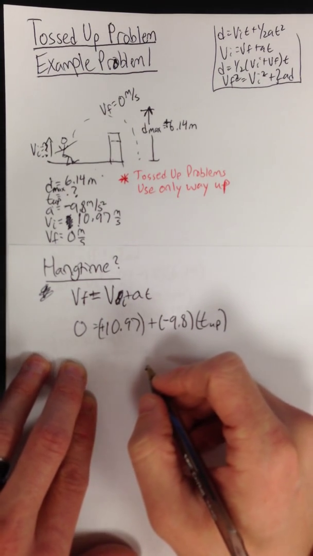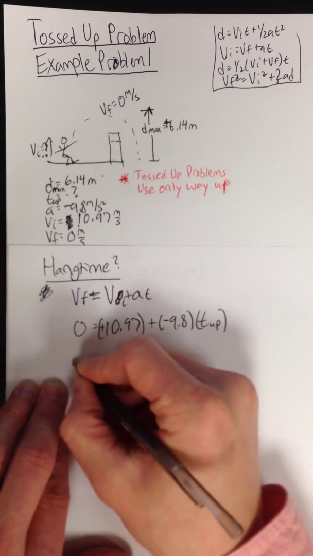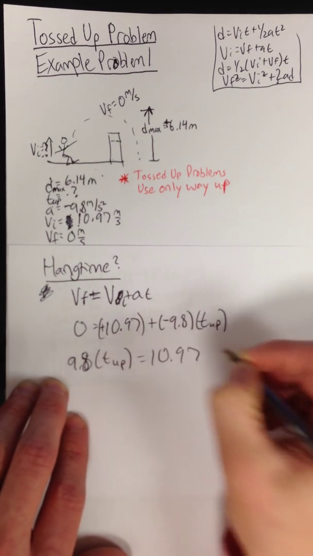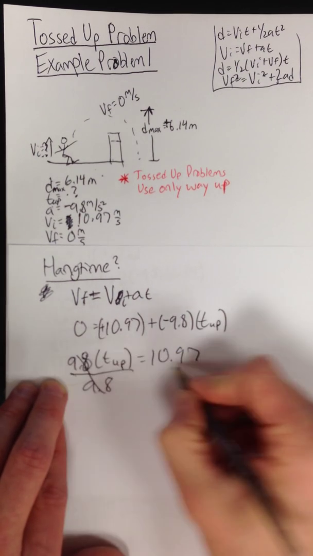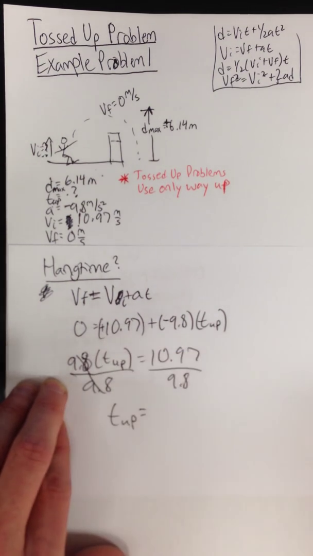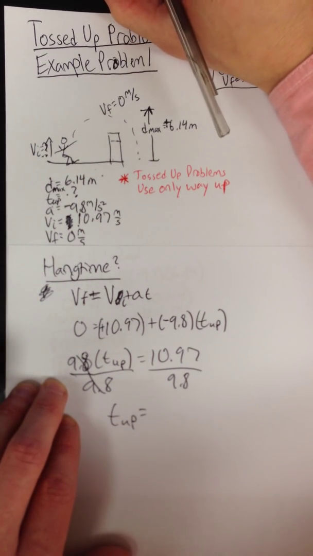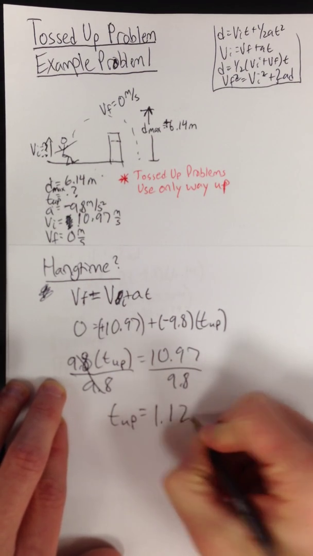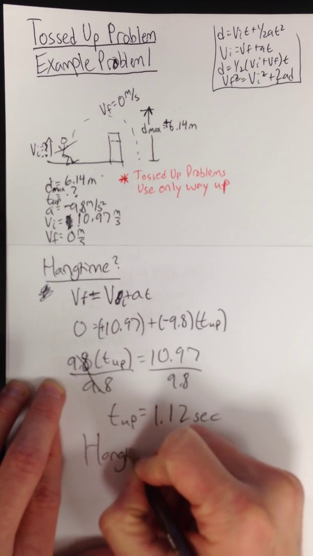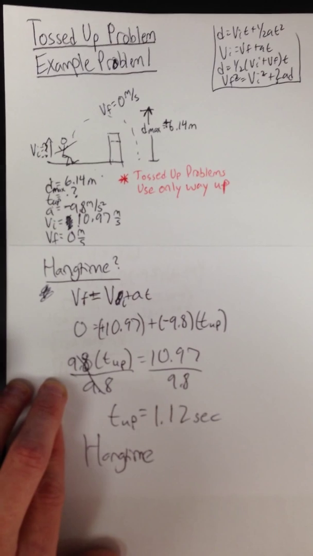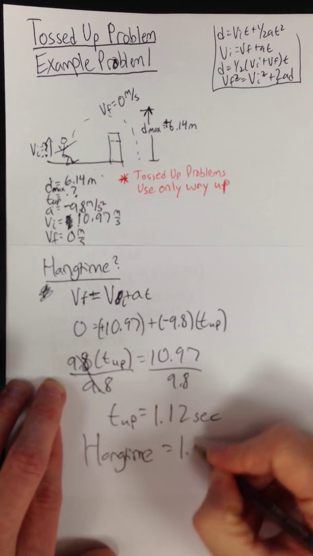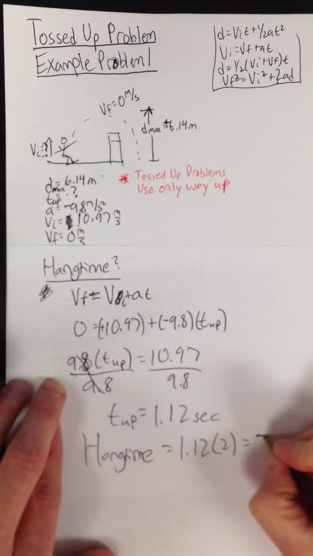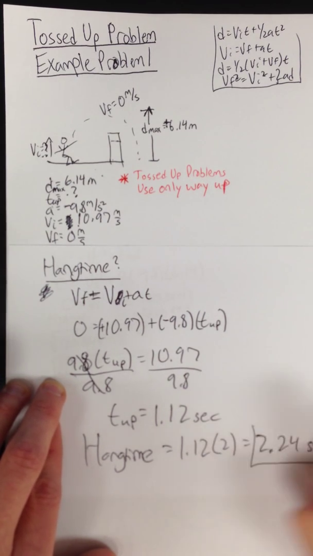Now, you can solve for T up. You could move the 9.8 to the right side. It becomes a positive. You could divide then both sides by 9.8. And you've got T up. 10.97 divided by 9.8 is 1.12 seconds. So your hang time is twice that. 2.24 seconds. That's the hang time.